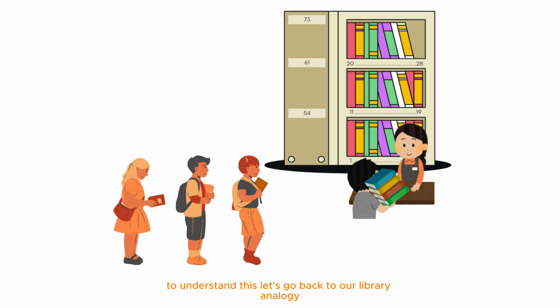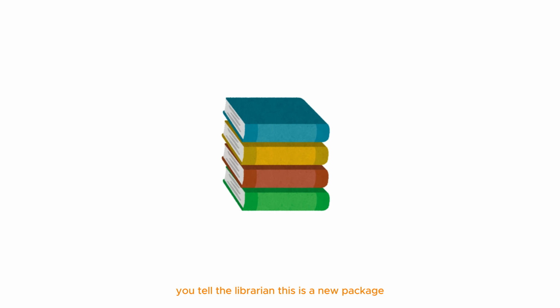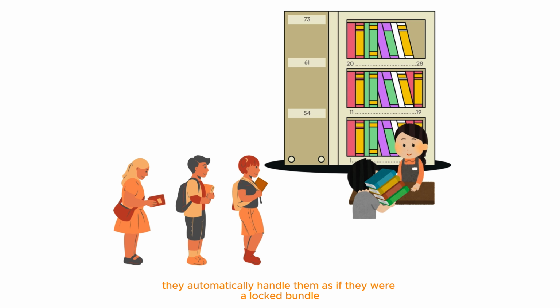To understand this, let's go back to our library analogy. Imagine you carry a stack of books to the librarian without tying them together with a rope. You tell the librarian, this is a new package. The librarian, or we can say the PVM, is smart. They see that you have brought a collection of items together, so they assume you intend for them to be treated as a single bundle. They automatically handle them as if they were a locked bundle, a tuple.